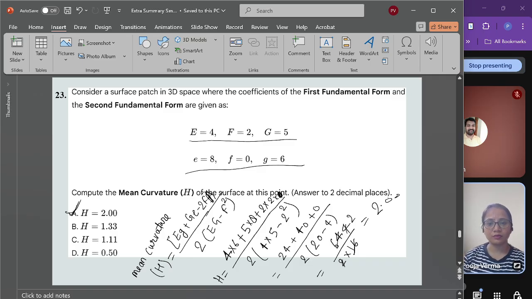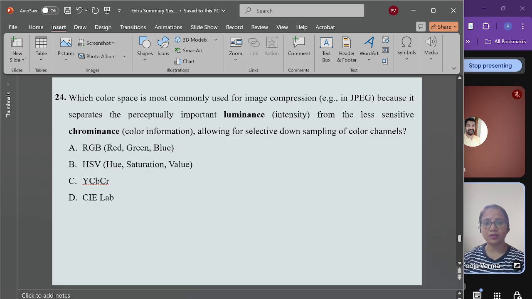Okay. So are you able to recall this type of question? You must have solved this question, I think in week 9 most probably. Okay. So I hope you are getting these questions. So now moving to our next question.